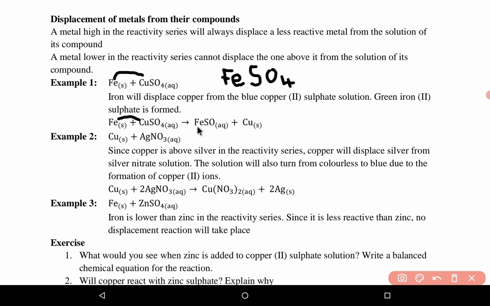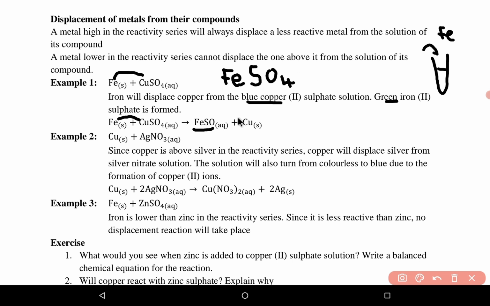Now remember, some of these metals have a color that you can notice. For example, copper 2 sulfate is blue, but to show that it's been displaced, iron carries another color, which is green. So if you're in the lab, you can easily observe this. You have a test tube, and when it is just starting, the copper 2 sulfate solution is blue. Immediately you add in the iron, it changes the color to green. That will tell you that iron has displaced copper in this reaction.